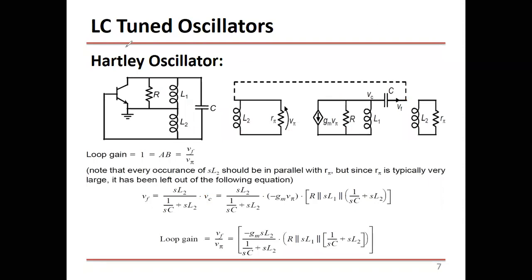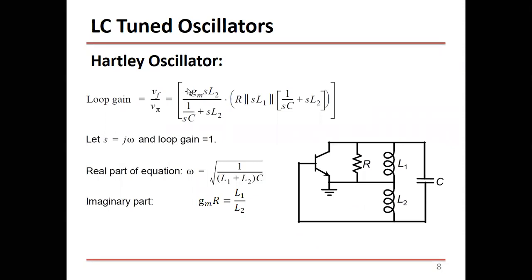Now, because this is the loop gain, we need to make this equal 1, right? So this should equal 1, and we take this one to the other side and make it 0, and then substitute s with j omega, and then separate the real part and the imaginary part, make the real part equal 0 and solve, imaginary part equal 0 and solve. If you do this, you're going to get omega equals the square root of 1 over (L1 plus L2) times C, and the gain should be gm R equals L1 over L2.